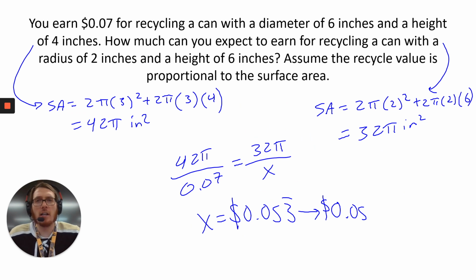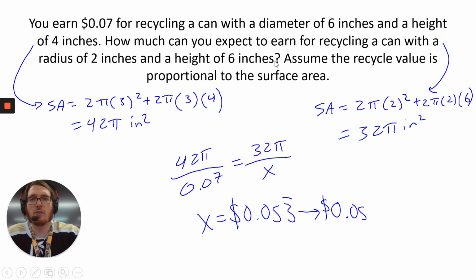The next question just talks about comparison using proportions. So I'm going to earn 7 cents, if you've ever recycled aluminum, for example. They have places that'll take aluminum cans if you collect them and take them in yourself. You can get a little bit of money for them. The diameter is 6 inches and the height is 4 inches.